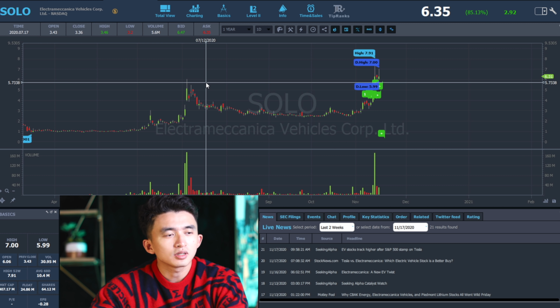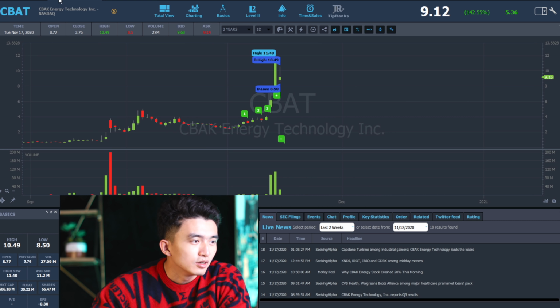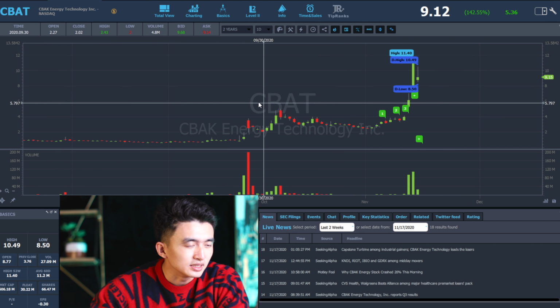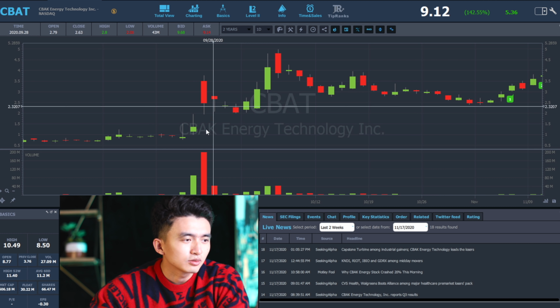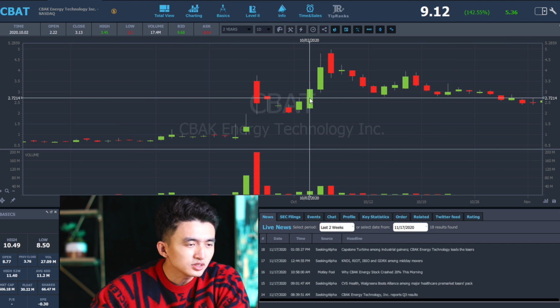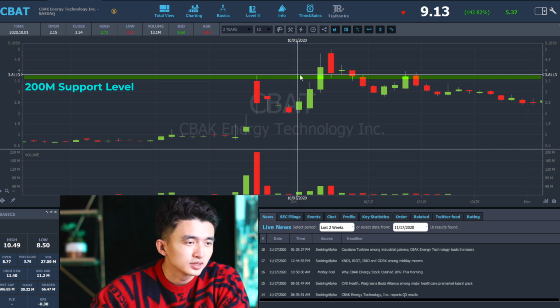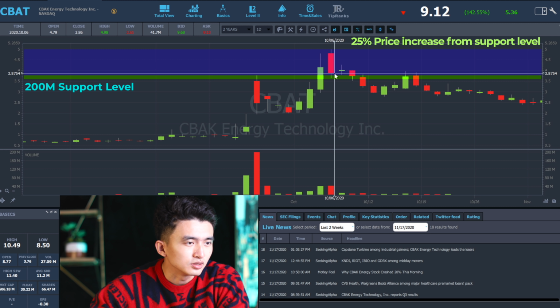So in terms of charting, let's look at the specific chart itself. First of all, let's start with CBAT. Initially, the stock went from 0.1 to 4, and it had its first breakthrough of this 100 or 200 million support. And the first extension is only about 20%, and that's considered a complete fakeout.